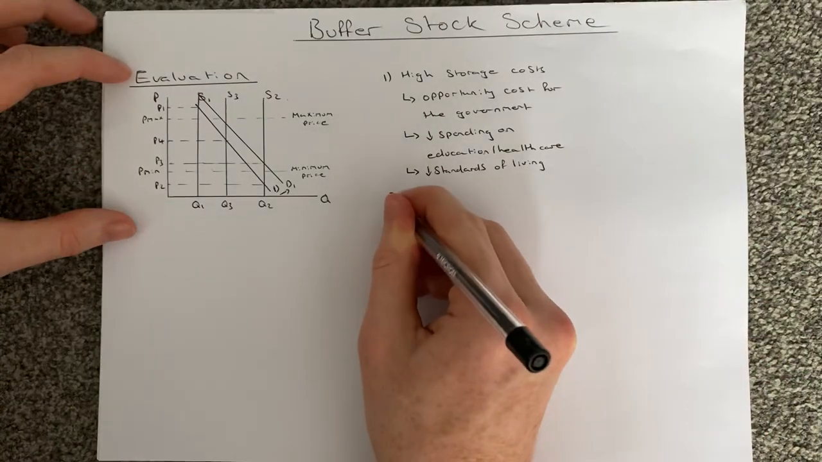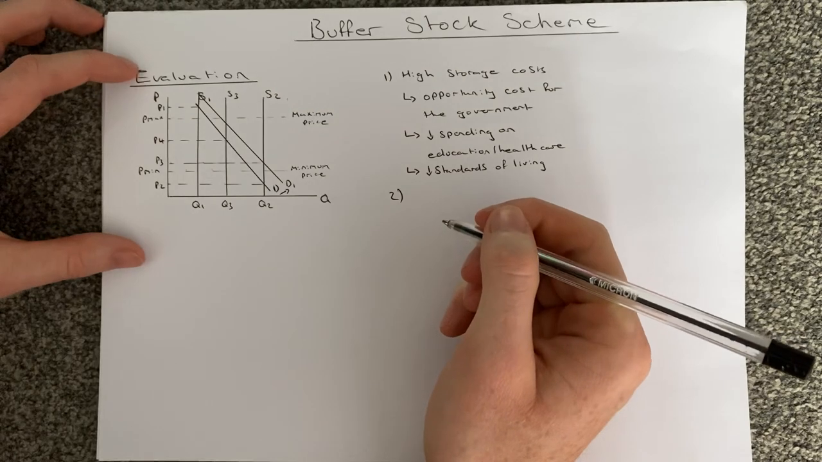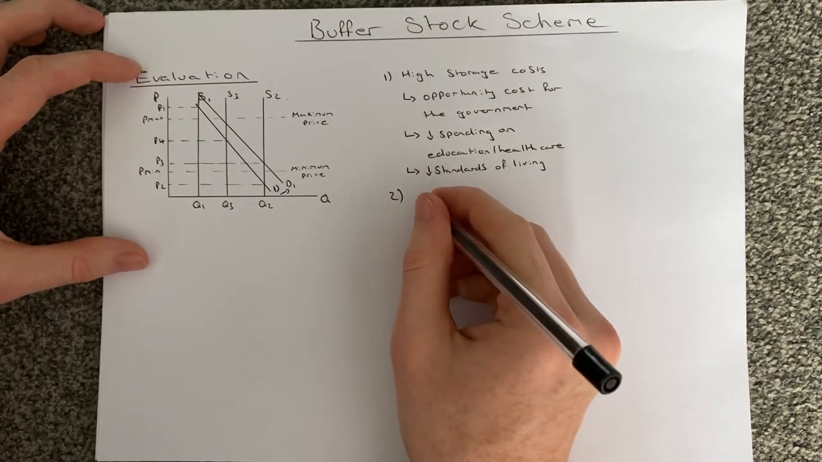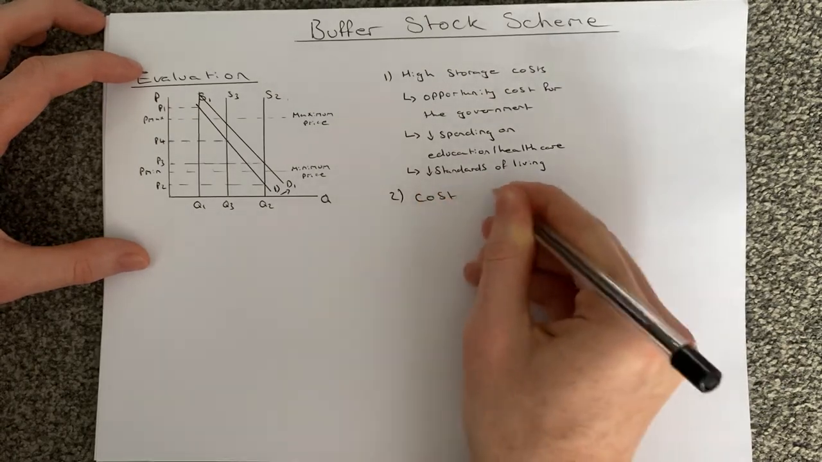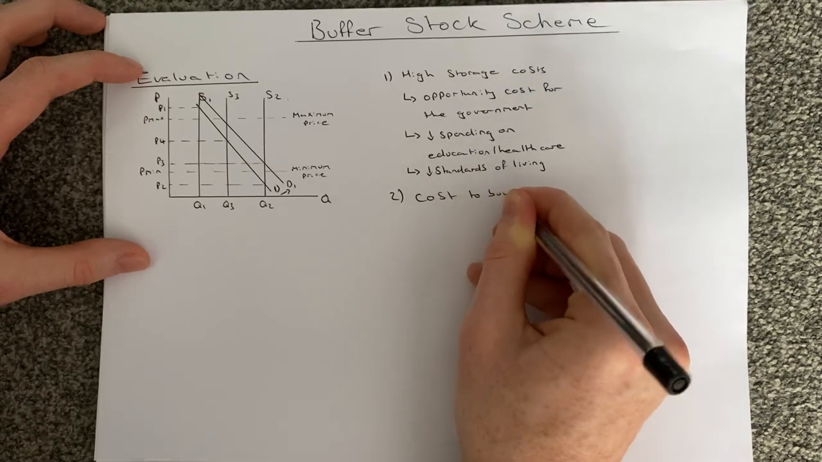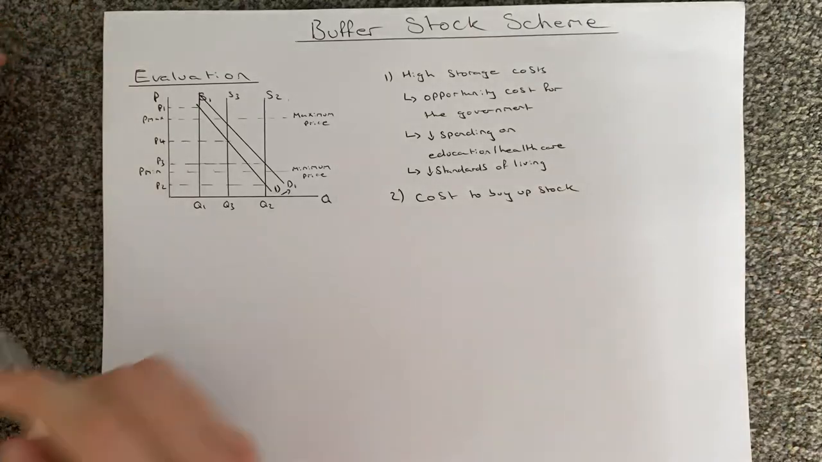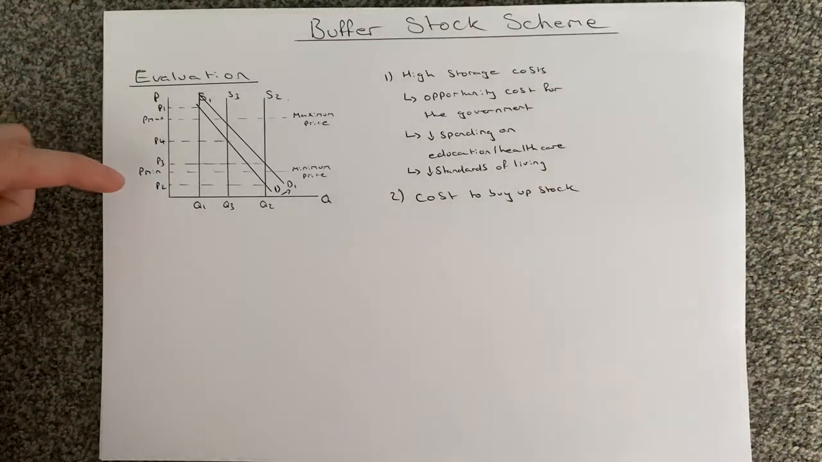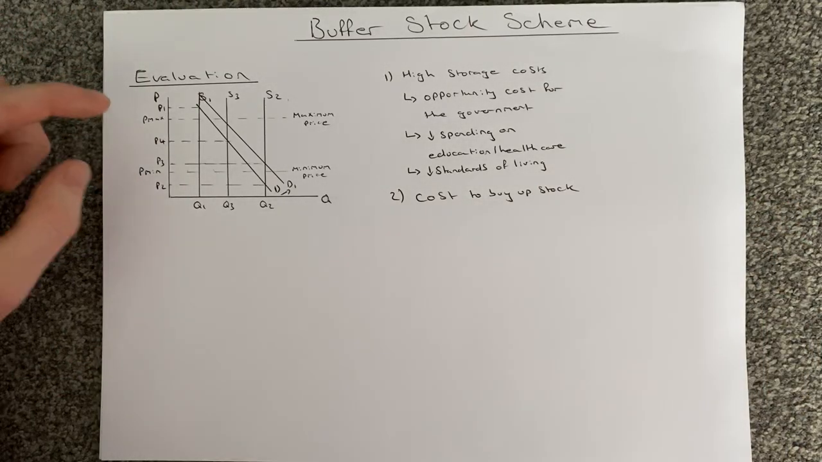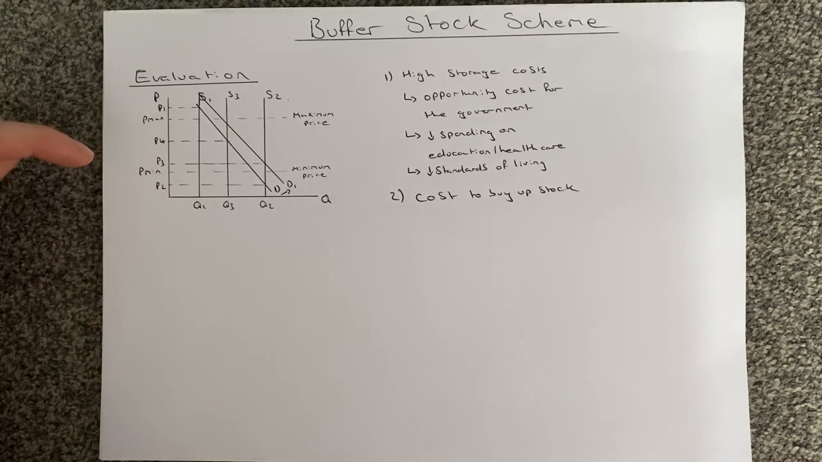Second point, again, is related to costs. Again, it's the cost to buy up stock. So obviously the government wants to ensure prices are stable and reduce price volatility and ensure there's price stability. So they're going to have to buy up the stock. Buying up stock is going to come at a cost to the government. They've got to buy up the stock.